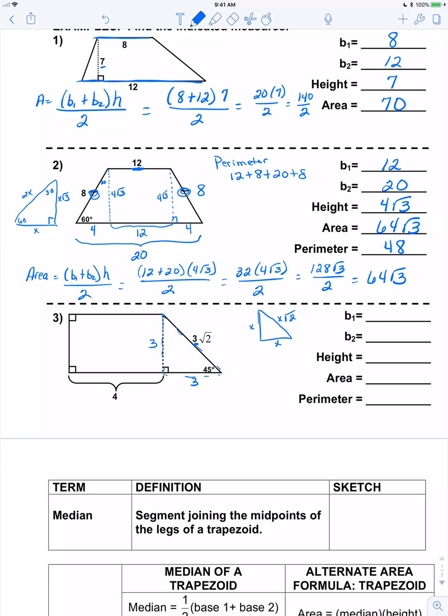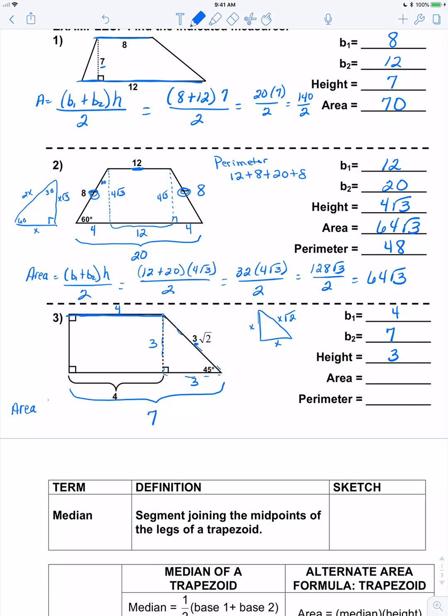Okay, so we have a rectangle here. So this side, base 1, is 4. Well, base 2 is this entire section down here. So that is 4 plus 3, which is 7. So our height is 3. We already calculated that.